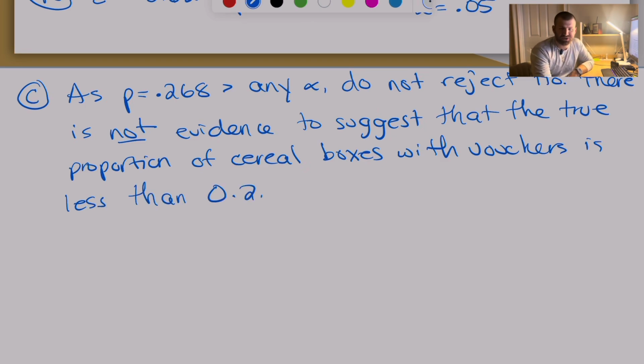What's really important about your conclusion here, the first sentence is always reject or do not reject. The second sentence is always about your alternative hypothesis.